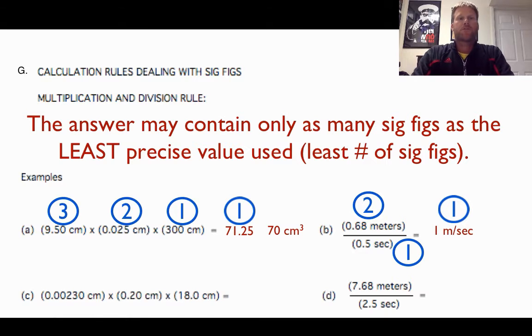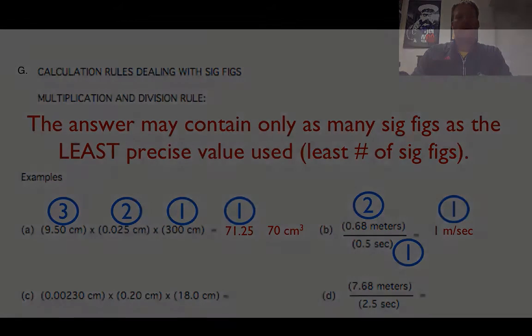Time to try examples C and D on your own. Pause the video, perform the calculations, and then round the answer to the appropriate number of sig figs. You can do this, but you have to practice. Pause the video now. When you think you have the correct answers, push play.